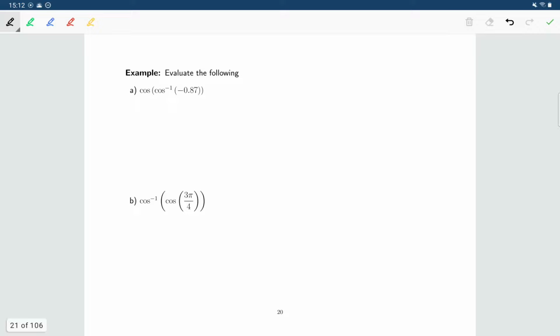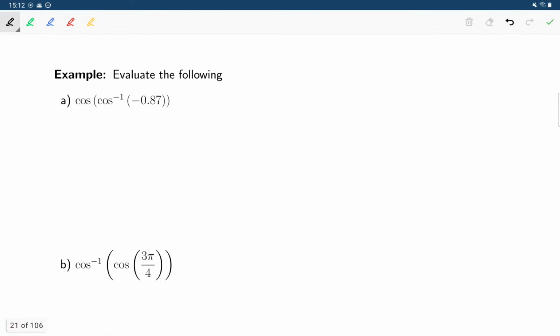So for example, something like this: cosine of cosine inverse of negative 0.87. Again, the domain for cosine inverse is from negative 1 to 1, and we are definitely inside that domain. So cosine and cosine inverse will cancel each other out in a sense. You'll have negative 0.87.